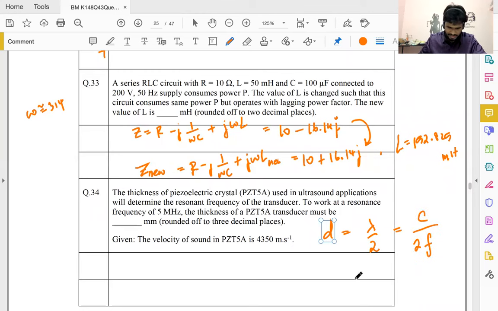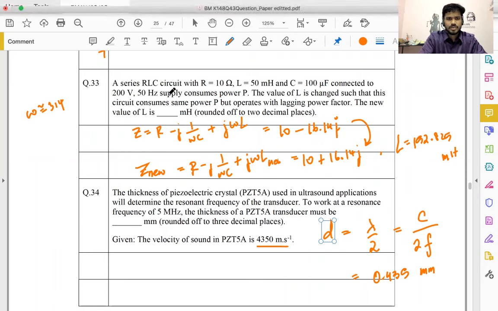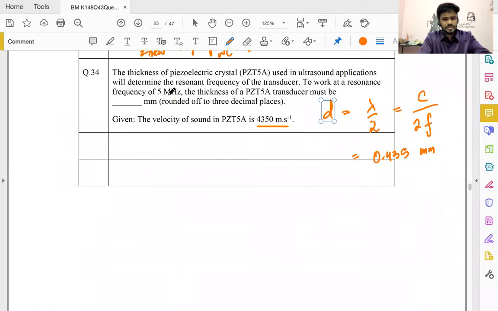I think if we calculate it, you can quickly get this. C is given. Don't use the speed of sound in blood or tissue, 1500. It is given in PZT to be a lot higher, solid. Use that C, and then your frequency is given, 5 megahertz. If you use that, you should get 0.435 into 10 power minus 3 meter. That is mm. Again, not an issue. Very, very simple question.